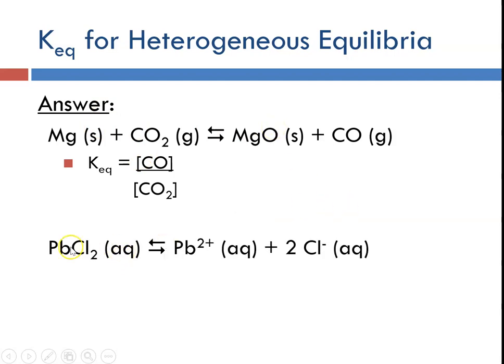And for the second reaction, this is aqueous, this is aqueous, this is aqueous. So that means our Keq should be the concentration of lead ion times the concentration of chloride ion squared divided by the concentration of lead chloride. And there it is. Again, reactants are in the denominator, products are in the numerator, and we raise the concentrations to the power of the coefficient in our balanced chemical equation.